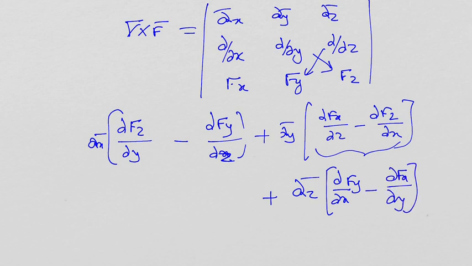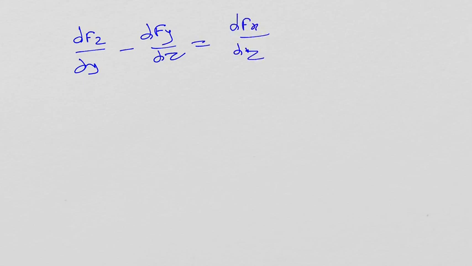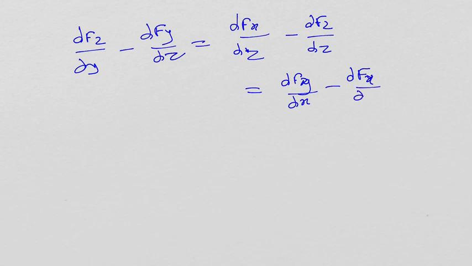So you should understand one thing. If this is equal to 0, why is it equal to 0? Because del cross F is 0 because of the irrotational characteristics of this vector field. So this implies that rate of change of Fz with respect to y minus rate of change of Fy with respect to z, rate of change of Fx with respect to z minus rate of change of Fz with respect to x, and rate of change of Fy with respect to x minus rate of change of Fx with respect to y will all be equal to zero.